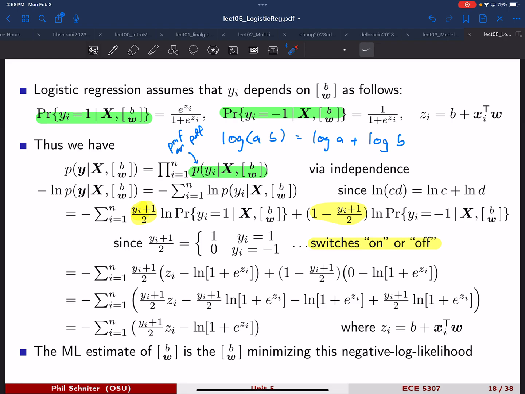Okay, so what we have here, we have to figure out the natural log of this expression. So if we take the natural log of this ratio, we get natural log of the numerator minus natural log of the denominator. But natural log of the numerator is pretty easy because the log cancels the exponent and gives you zi. Natural log of the denominator is something you can't really simplify at all. Log of 1 plus e to the zi. So this is what we get for this first term here.